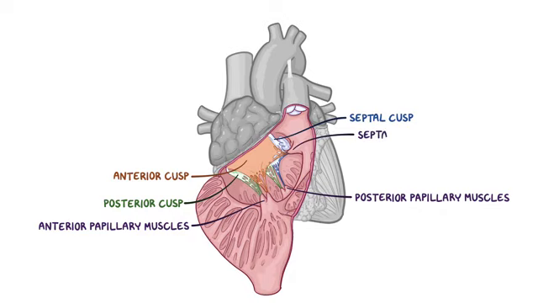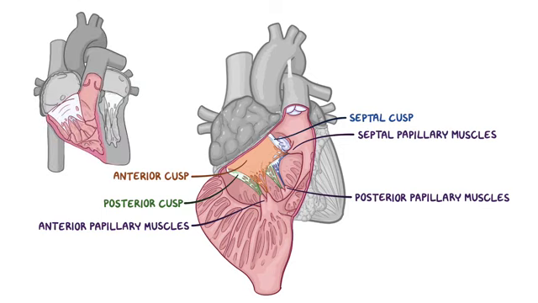And finally, there's a septal papillary muscle, which arises from the interventricular septum, and its chordae tendineae attach to the anterior and septal cusps. This smart and complicated mechanism is mainly meant to block the backflow of blood from the right ventricle to the right atrium during systole, which is when the heart contracts to pump blood out of the ventricles.